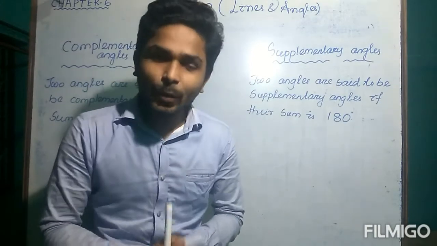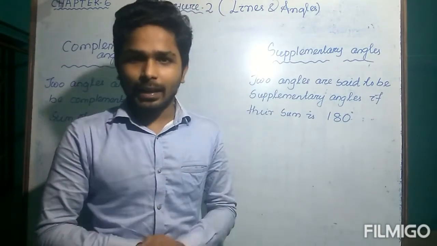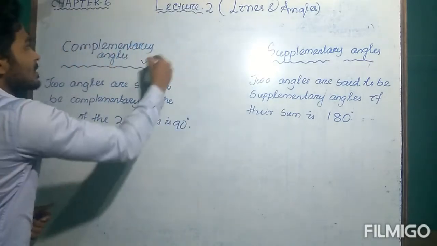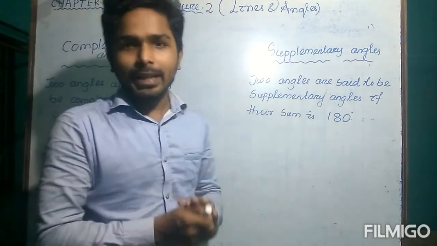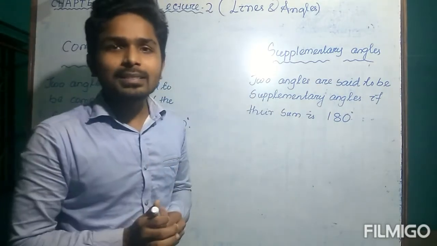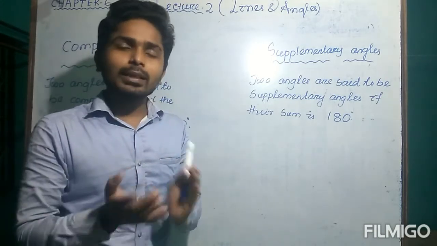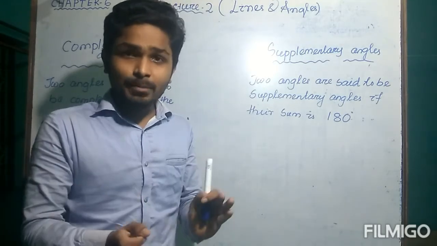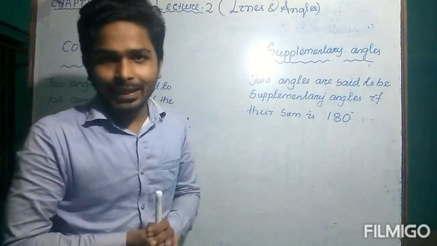Now we will discuss another two types of angles, that is complementary angles and supplementary angles. Let us first discuss complementary angles. What are complementary angles? Two angles are said to be complementary if their sum is 90 degree. You can take any two angles, whether they are adjacent or not adjacent. That doesn't matter, but their sum must give 90 degree.